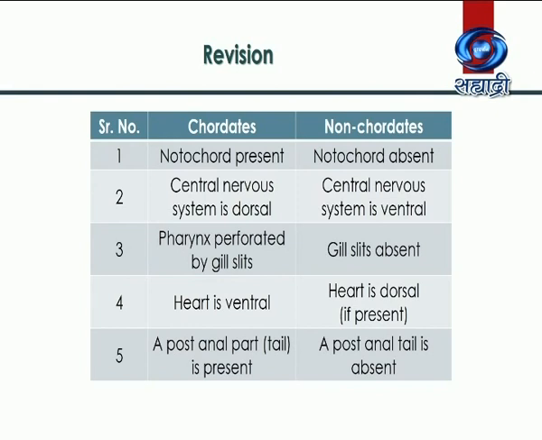In chordata members, the pharynx is perforated by gills, which are absent in non-chordata members. In chordates, the heart is ventral in position, whereas in non-chordates, if the heart is present, it is dorsal in position. In chordata members, a post-anal tail is present, whereas it is absent in non-chordates.